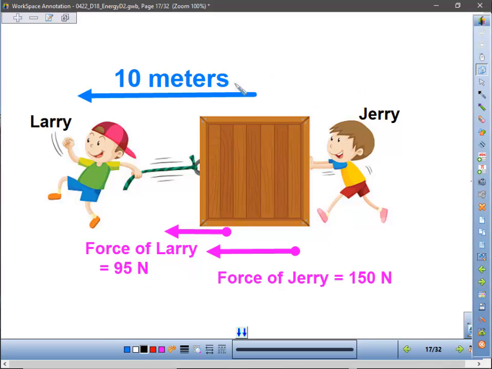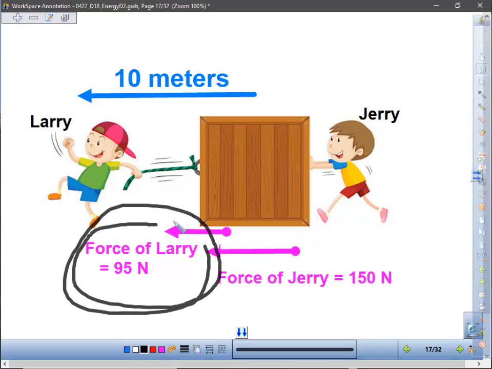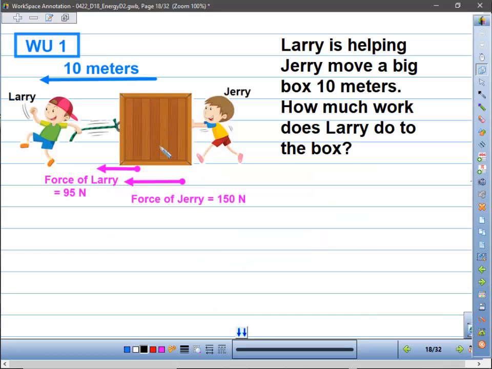So here's the entire situation. I could ask you how much work Larry's doing, how much work Jerry's doing, or how much work they're both doing together. But we're going to be asking about Larry for our warm-up. So warm-up 1 in your notebook, find your next blank page. It's probably right after your notes from yesterday.